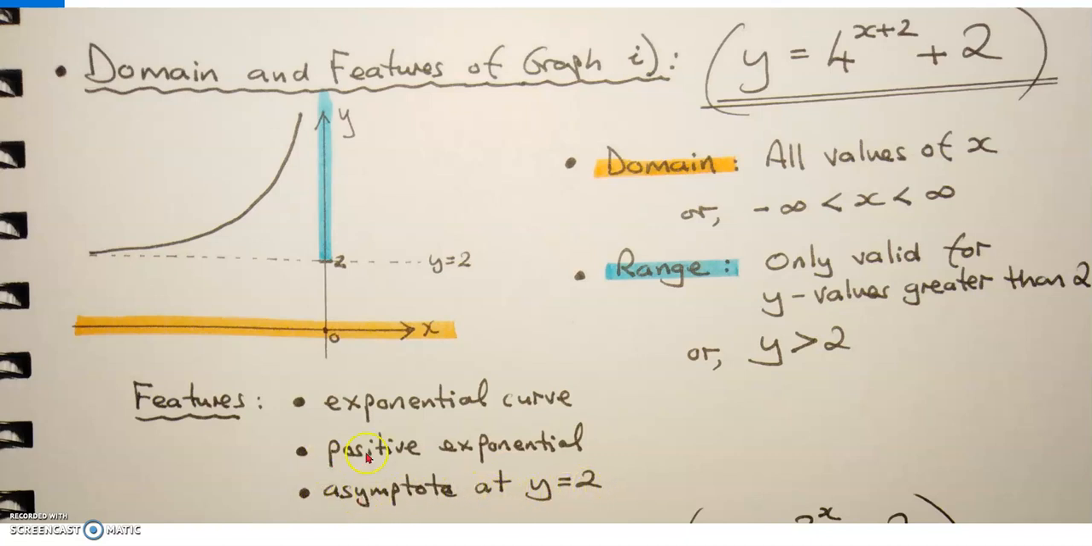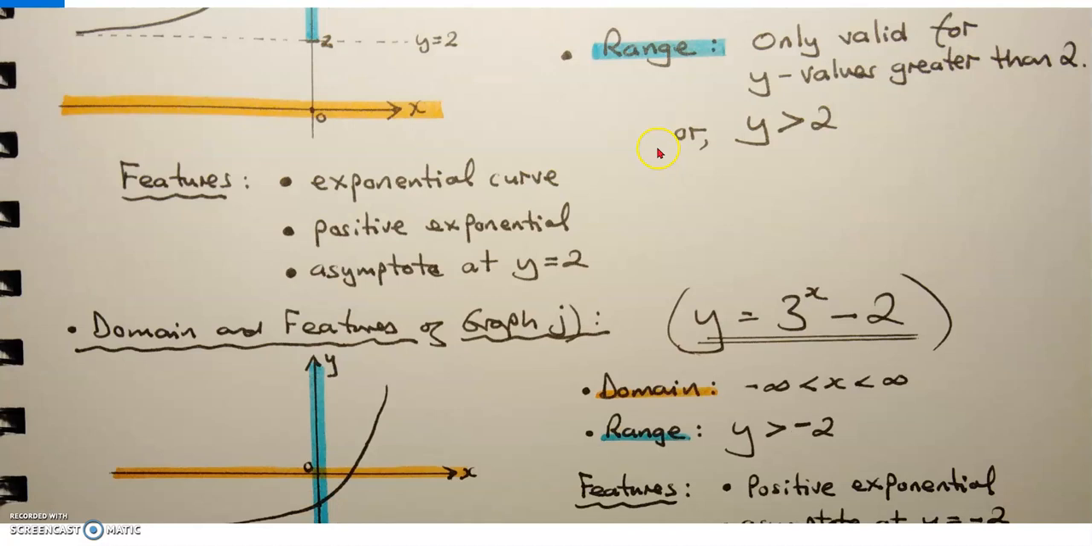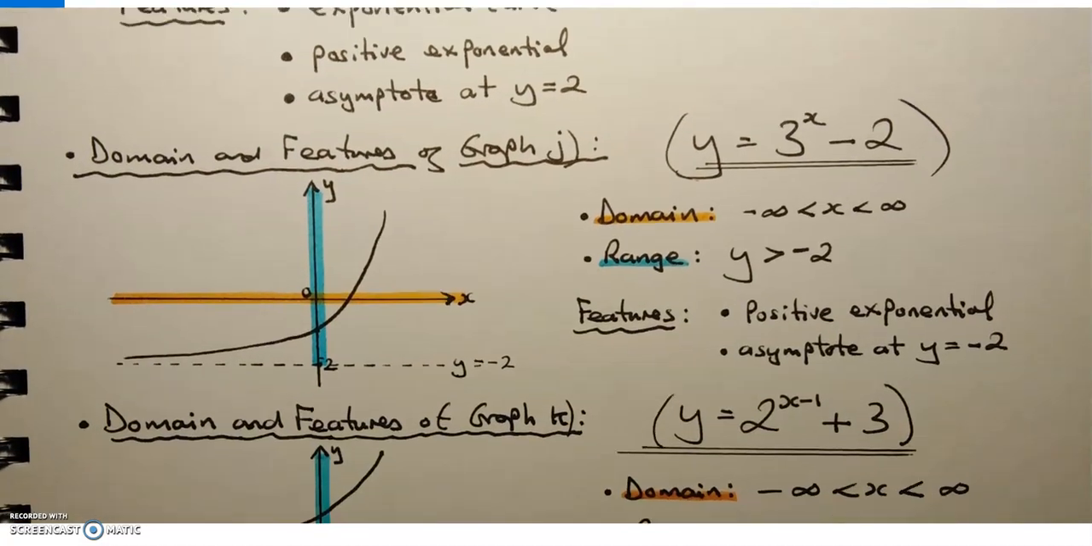It's no good just saying there is an asymptote. You have to give the equation of that asymptote. y equals 2 is the asymptote. That's a feature. All right, let's look at the next graph, graph II.